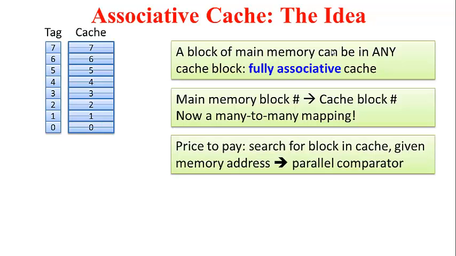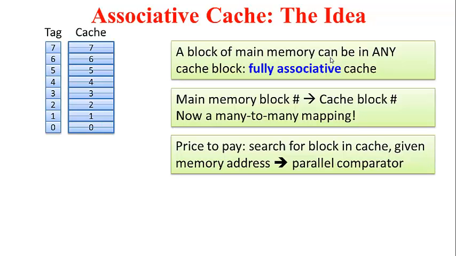Well, nothing ever comes for free. There is a price to pay for having associativity in a cache. In the direct mapped cache, the cache controller, given the memory address, could easily find out the block number where that particular data corresponding to that memory address potentially resided, and check the valid bits and tag bits for that particular block to determine whether there is a cache hit.